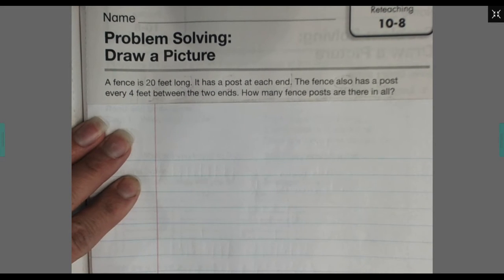A fence is 20 feet long. It has a post at each end. The fence also has a post every 4 feet between the two ends. How many fence posts are there in all?